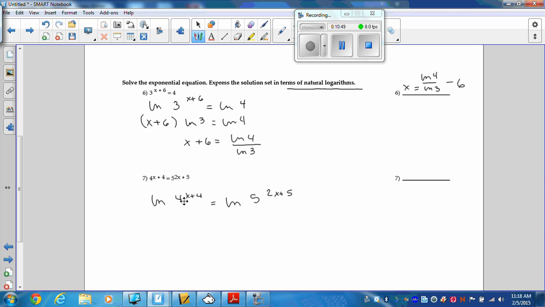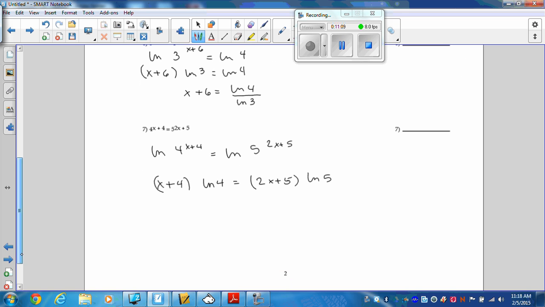So using my exponent rule, x plus 4 times the log of 4 equals 2x plus 5 times the log of 5. So remember, I want to get the x's on the same side, so I'm going to divide both sides by the log of 4, and I'm going to divide both sides by 2x plus 5. So I get x plus 4 over 2x plus 5 equals the log of 5 divided by the log of 4.